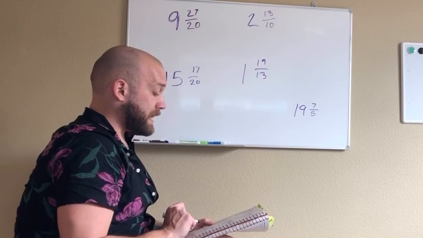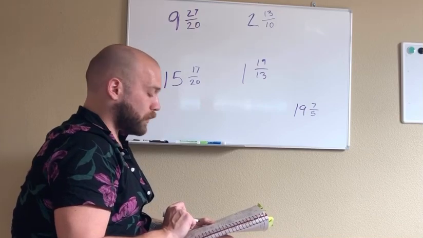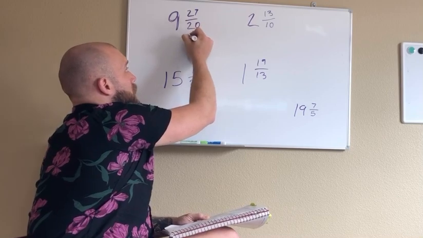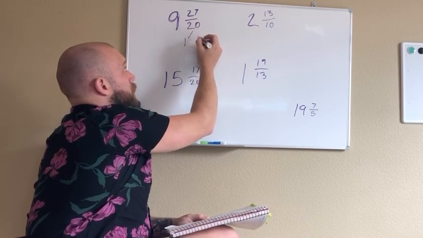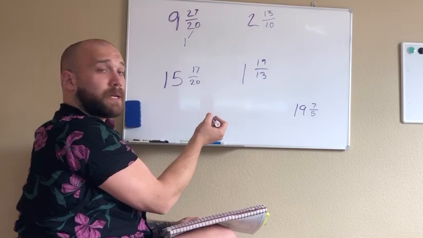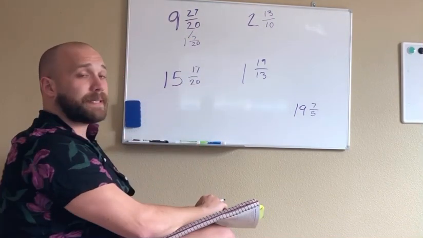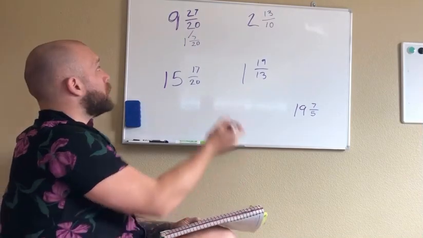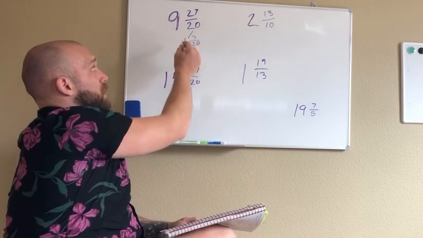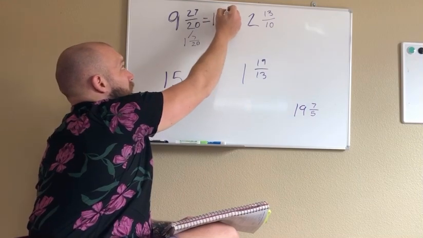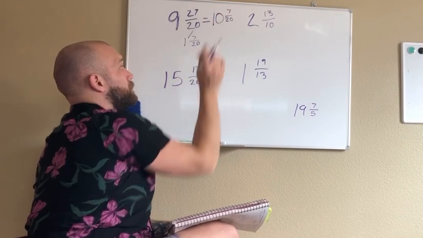So 9 and 27/20ths. We know that 27/20ths can be 1 and some leftovers. What's 27 minus 20? 7, and our denominator stays the same. So now I know I can do 9 plus 1 equals 10 and 7/20ths.